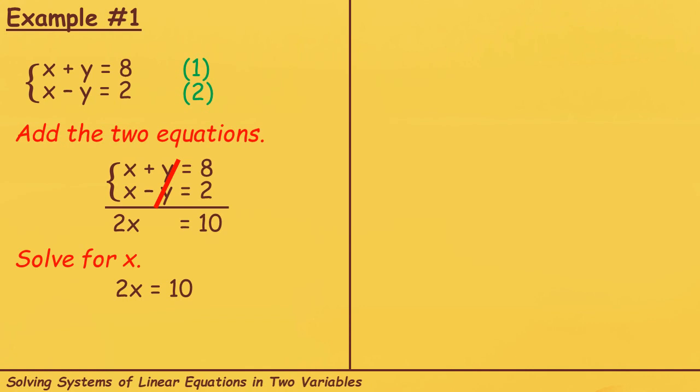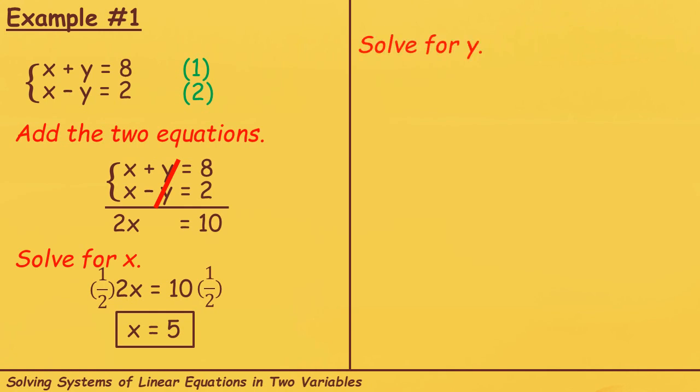X ang hinahanap natin pero meron pang numerical coefficient na 2. So we need to multiply both sides of the equation by the multiplicative inverse of 2, which is 1/2. So multiply both sides by 1/2, that will give us x is equal to 5. So that is our x coordinate in the final answer. Meron na tayong value ng x. So what are we going to do next is to solve for y.